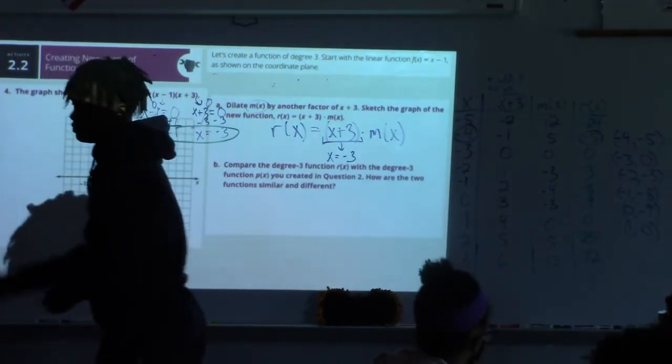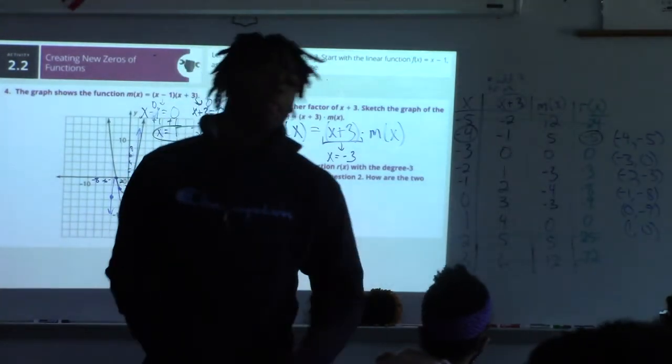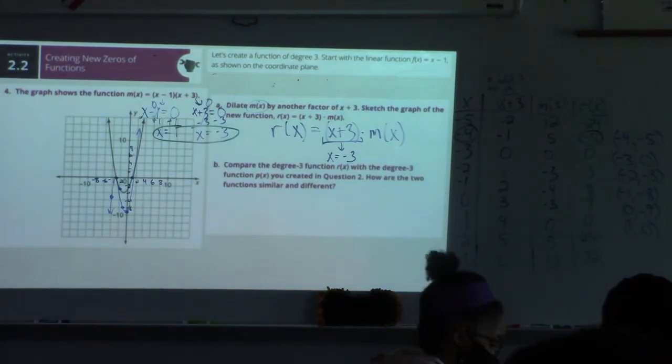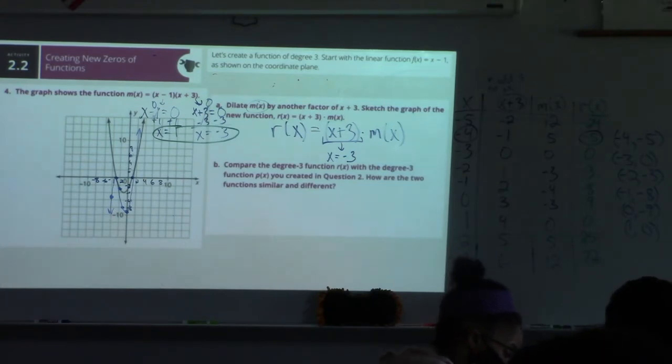Okay, so what do you think about that? First off, does it go through all the points? Yes. It does not create another zero, but it does hit that zero, doesn't it?